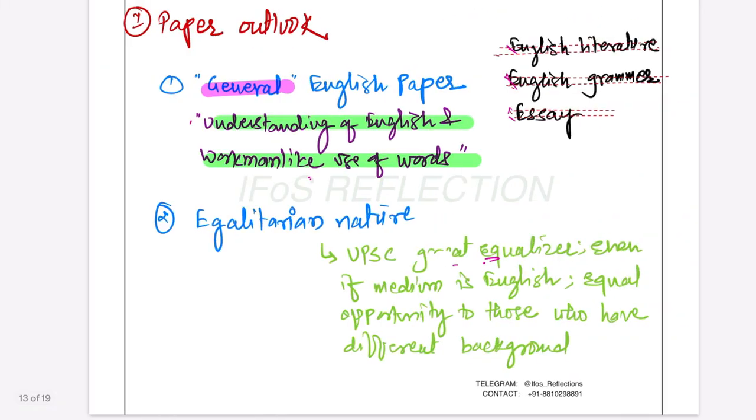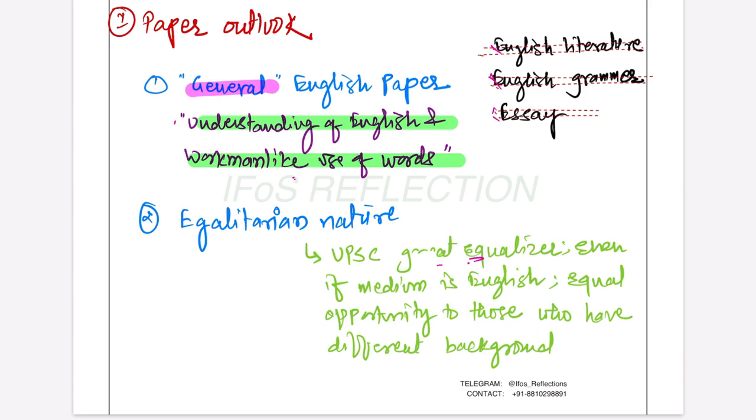Before moving forward, let's take a look at the paper outlook. The paper comes with the adjective "general" in the general English paper. So the syllabus has the exact phrasing of understanding of English and workmanlike use of words. This is very crucial. This is exactly the phrase which UPSC actually gives in the syllabus.